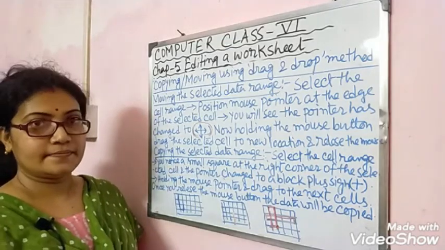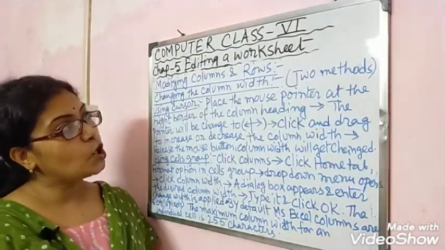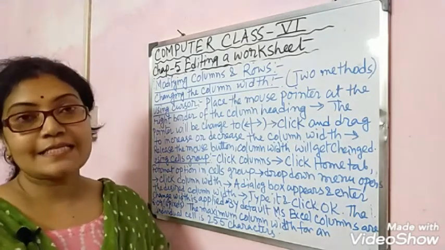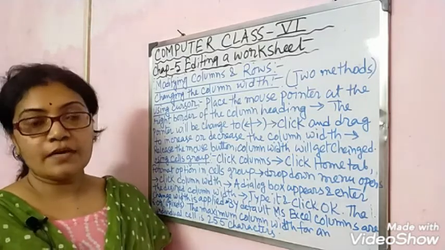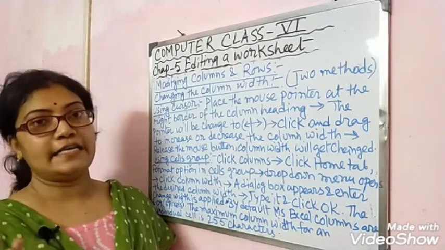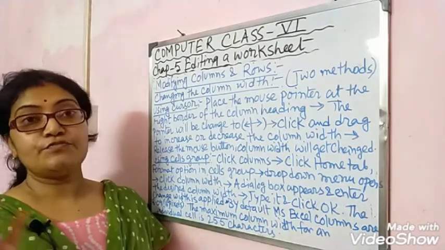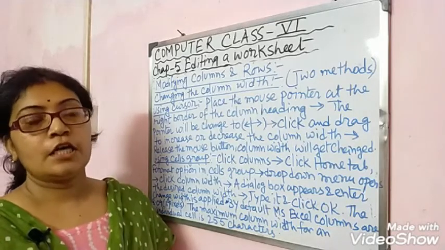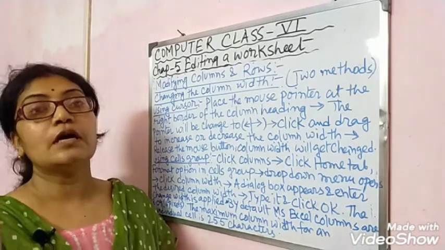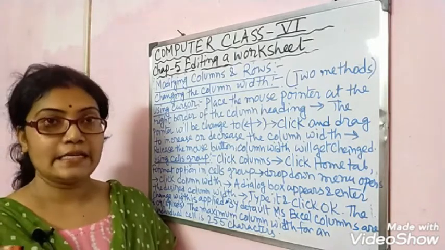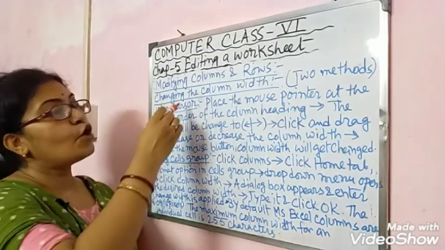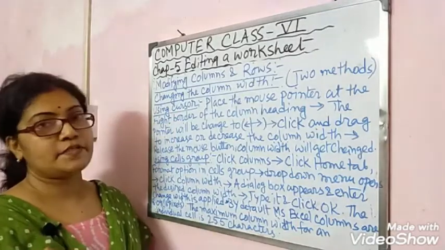Understand? Our next point is modifying columns and rows. In MS Excel, there is a predefined cell width and height. By default it is predefined. If you want to change the width and height of the cell or cells, you can do it by following these steps.